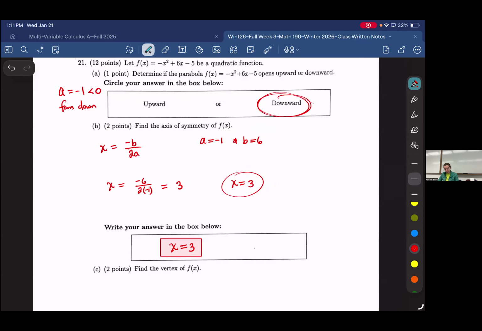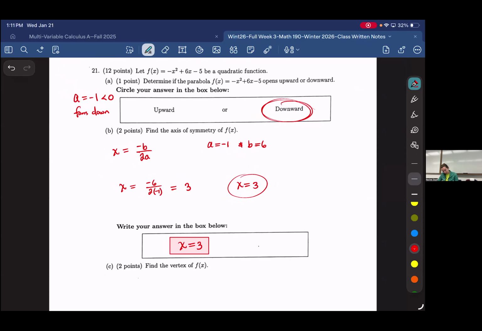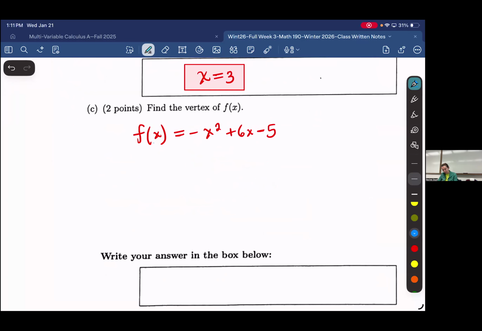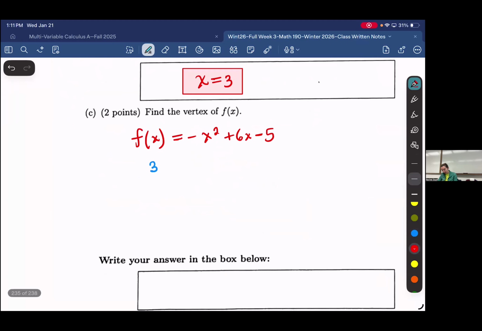Now let's find the vertex. So we use part B to find the vertex. Our function f of x is equal to -x squared plus 6x minus 5. If we want to find the vertex, we're just plugging in 3, our axis of symmetry, to find the y-coordinate point, which is the y-coordinate point for our vertex.